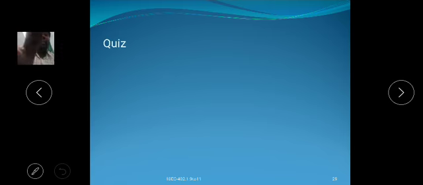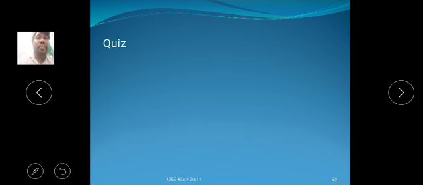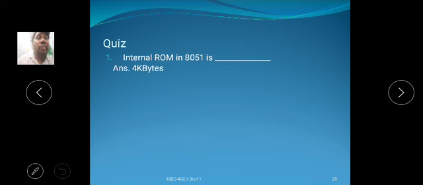These are asked as long questions as well as short questions. They may ask short questions in the form of: draw the program status word, draw the stack pointer, what is the data memory, what is the program memory, and the execution of the program. These are all short questions frequently asked in the examination. Now the quiz related questions.